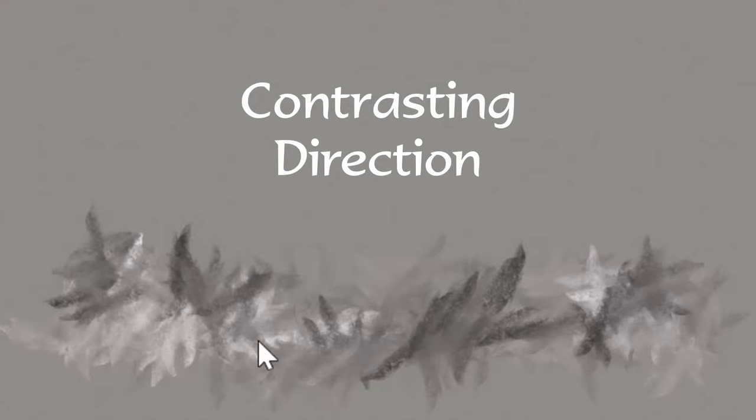But we wouldn't see the texture contrast without the value contrast. Nor would we see the textural contrast without the directional contrast. Direction is the visual movement. It's the angle at which a visual movement is taking place. This movement is going in this direction. This movement is going in this direction. This lighter movement is going in this direction. The overall movement of this patch of texture is going in a horizontal direction.